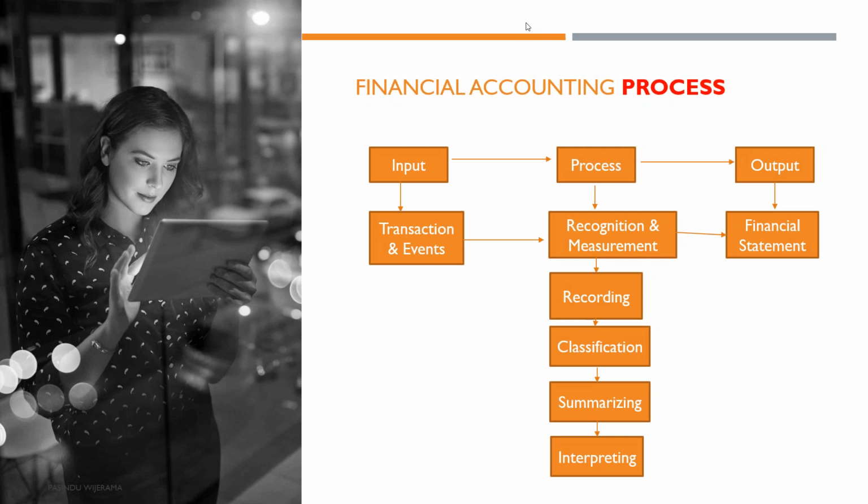Financial accounting process has input, processing activities, and the output. What were the inputs? Transactions and the events. Output, financial statements, and processing activities.